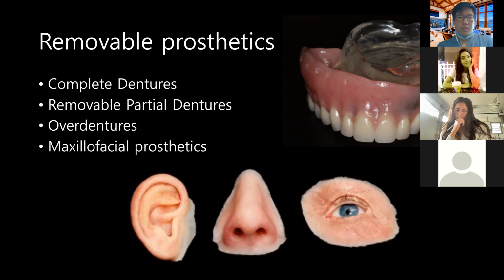Common types of prosthetics in this category include the ear, the eye, the nose. A very common one is a denture with an obturator. Actually, this whole thing is called an obturator, but it kind of looks like a denture with a big piece of acrylic coming out of it. That piece of acrylic right there actually goes into the palate.